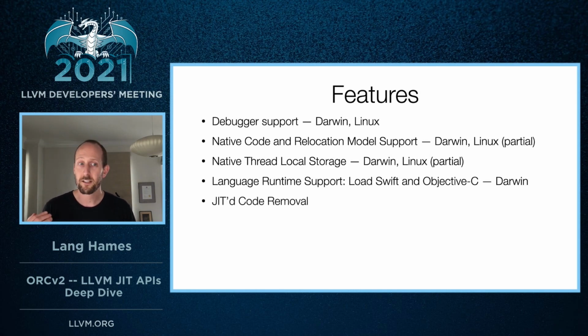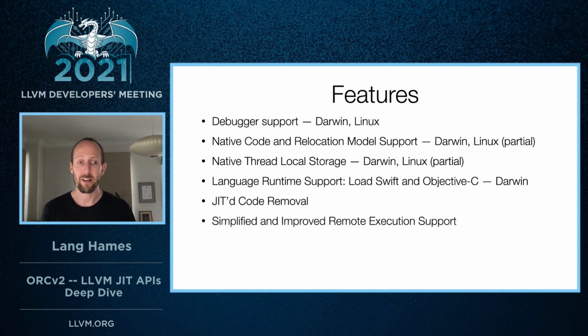A few other features in the list. We've got JIT'd code removal. This was a feature in ORCv1 that we lost when we moved to ORCv2. That's been restored. So you can add code to the JIT, but you can now take it out again as well. We have simplified and improved remote execution support.